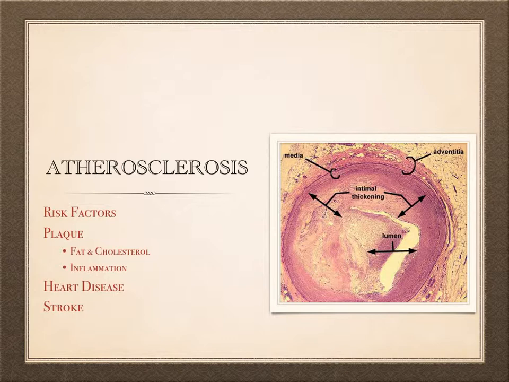Atherosclerosis and plaque is the leading cause of heart disease. It's also the leading cause of stroke. Together with hypertension, these things work together to probably produce more deaths in Americans than all other causes of death combined. Heart disease is the leading cause of death. Stroke is the third leading cause of death. These are due to atherosclerosis and hypertension damaging and blocking the arteries.